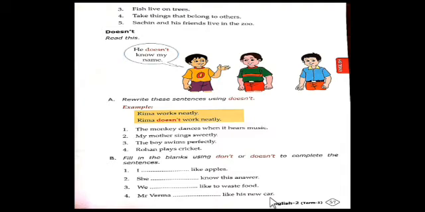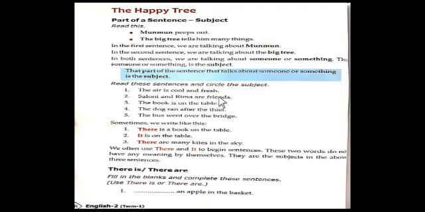Okay, students, you have learnt usage of don't and doesn't. Now, you are going to learn parts of a sentence, in that, subject. So all of you open the textbook page number 58, the fifth lesson's grammar part. Read these sentences given in your textbook.